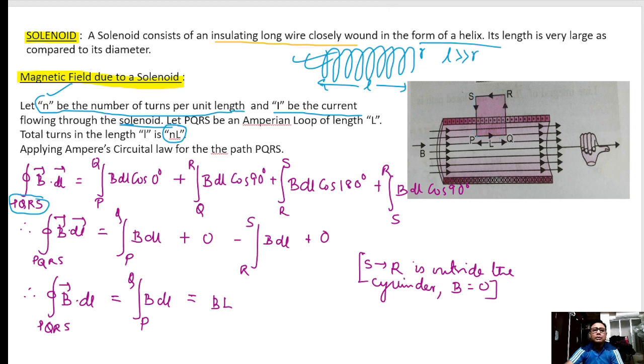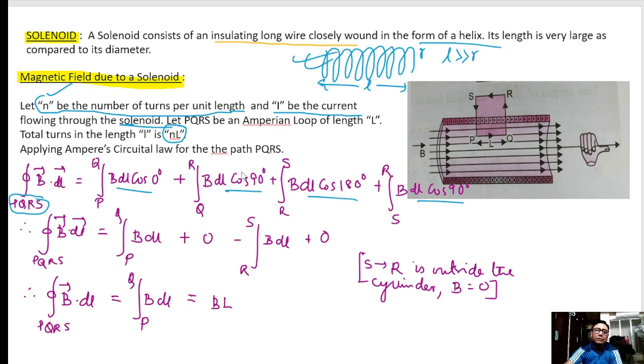Please watch one thing: in the P to Q part, the angle between the length element and the magnetic field is 0 degree. So we will apply B dl cos 0. In the Q to R, the magnetic field and length are perpendicular, so B dl cos 90. In the S to P, it is cos 180, opposite, and in the R to S, again it is perpendicular. Direction of B and length are perpendicular.